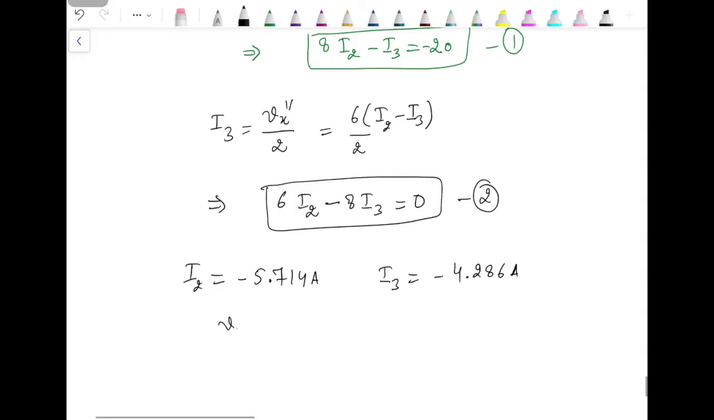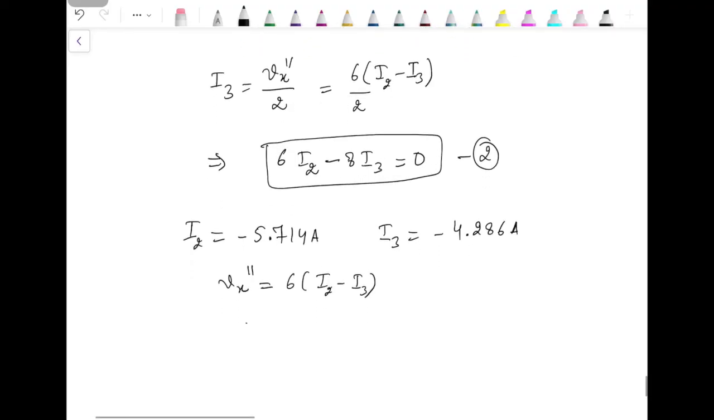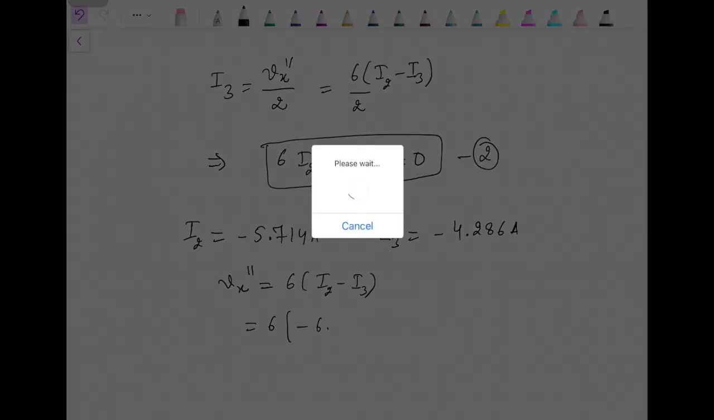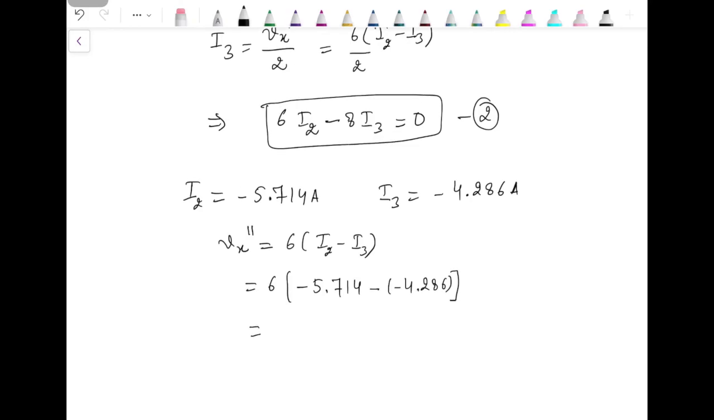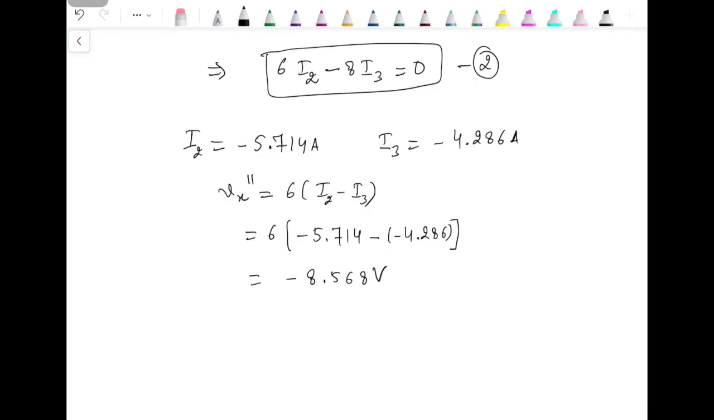We were interested in finding out Vx double dash. Its value is 6 into (I2 minus I3). Let's substitute the value of I2 and I3: minus 5.714 and minus 4.286. So Vx double dash is minus 8.568 volts.